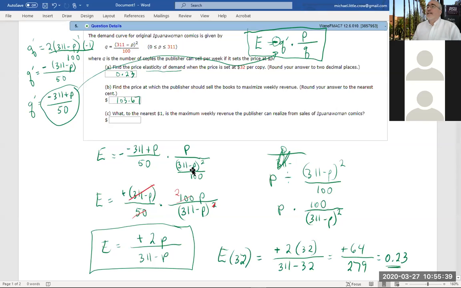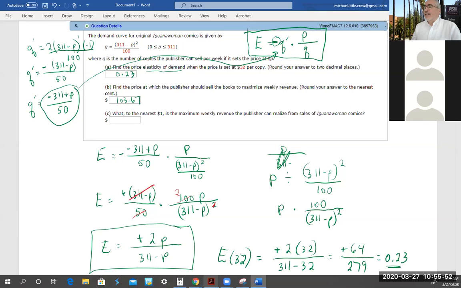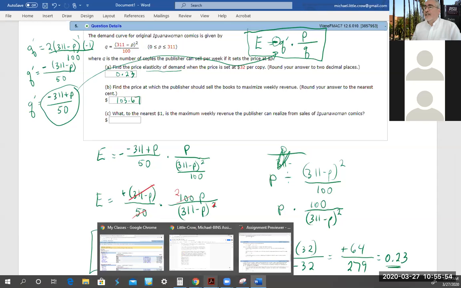And while we're at it, find the price at which a publisher should sell the books to maximize weekly revenue. Round your answer to the nearest cent. While we're here, let's just go ahead and check it.